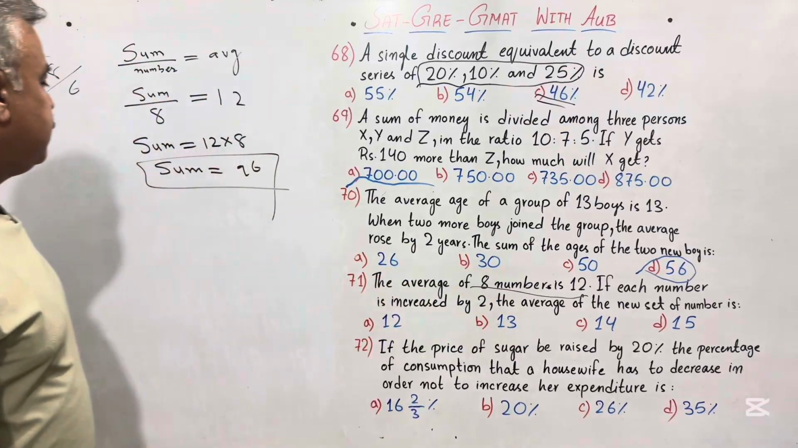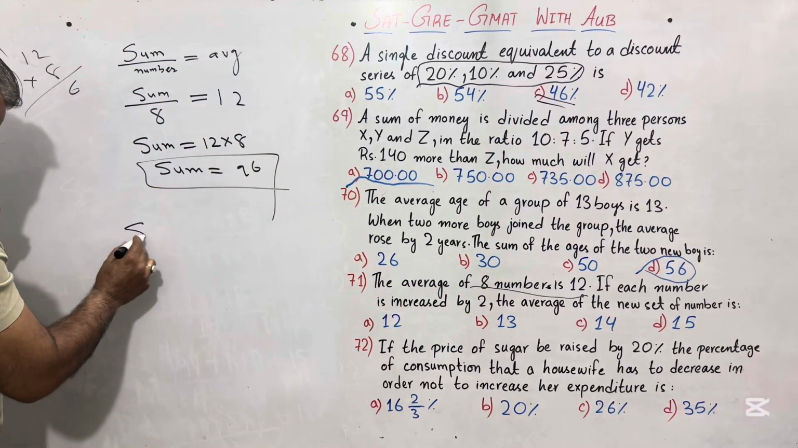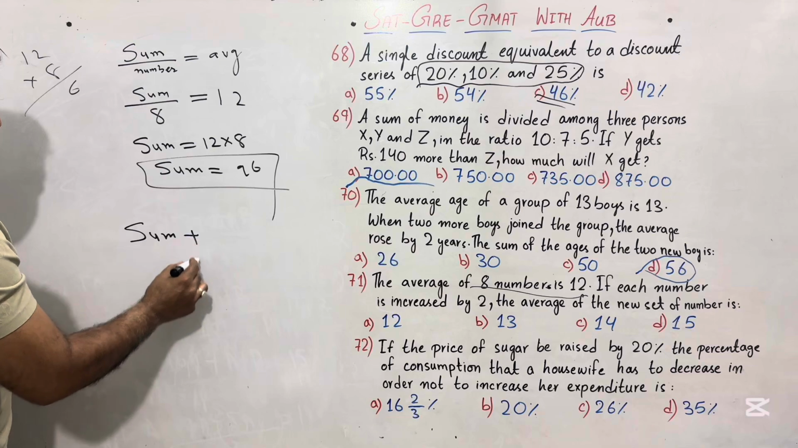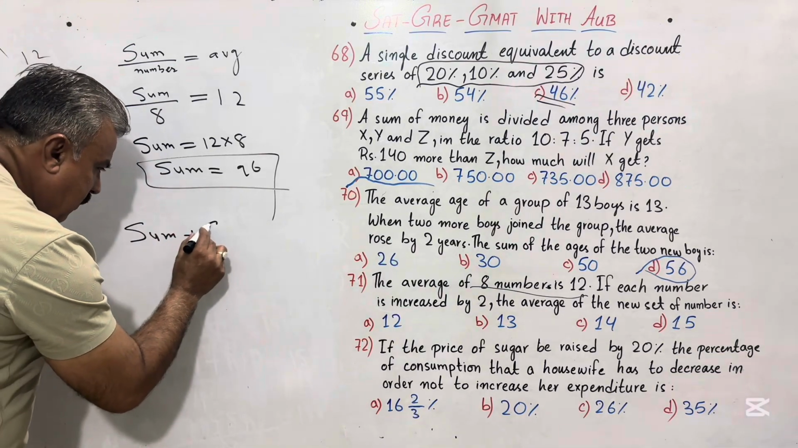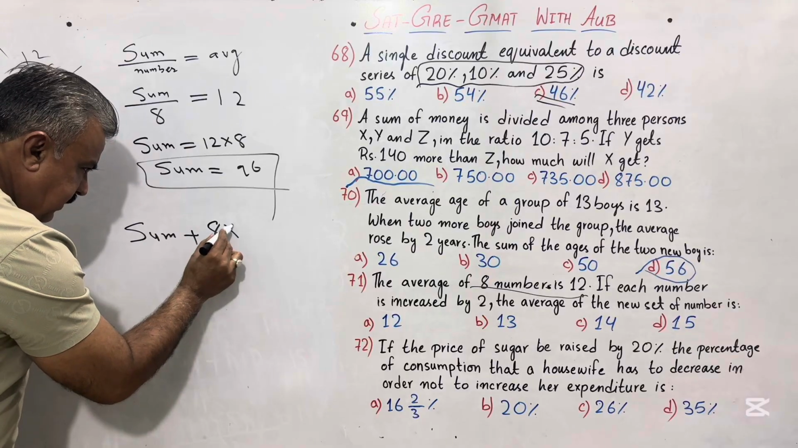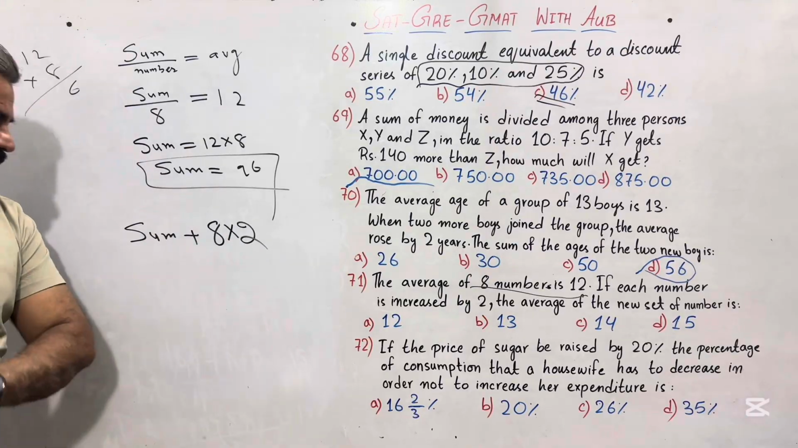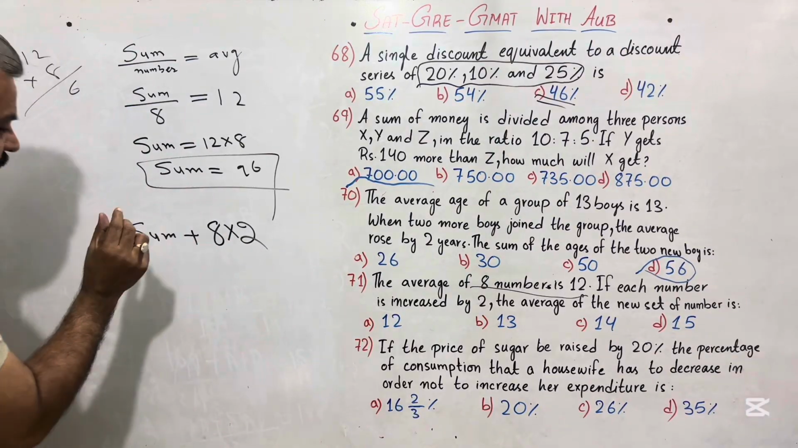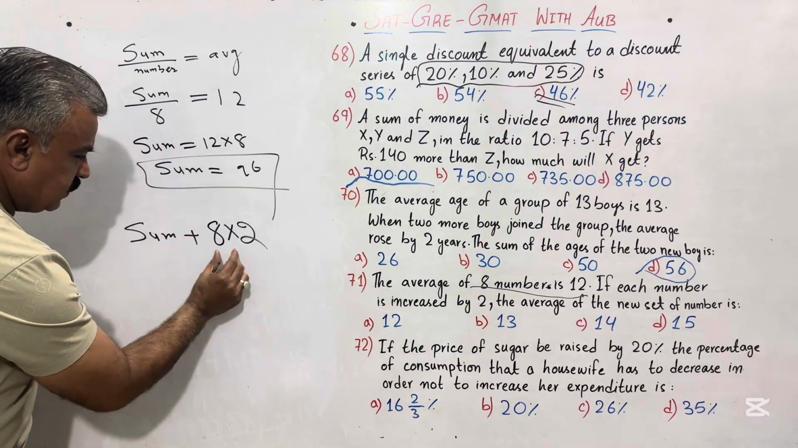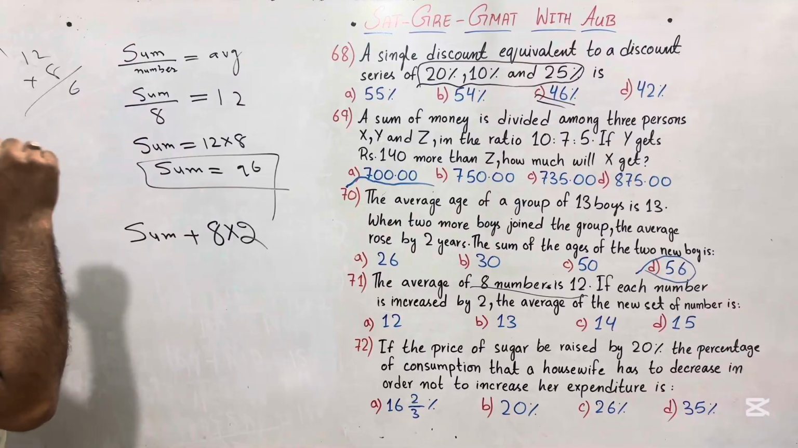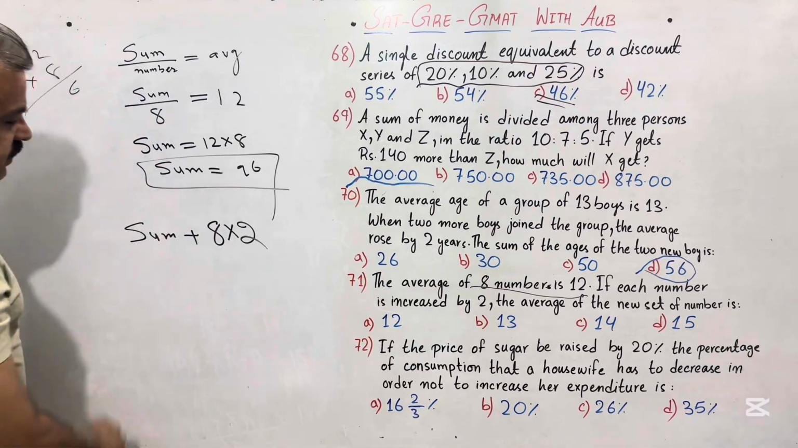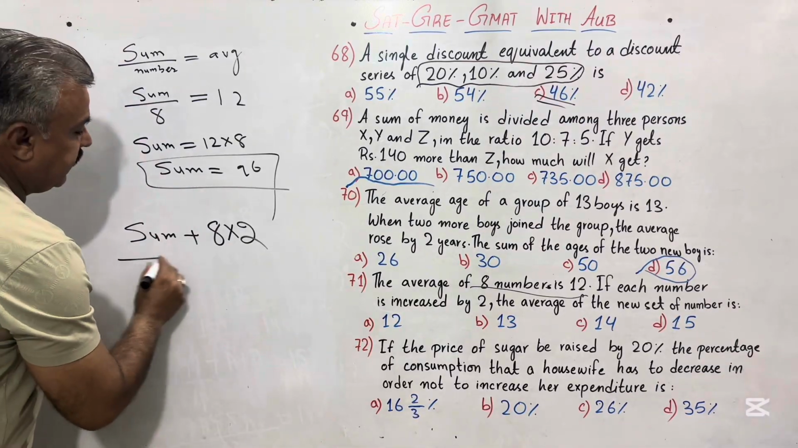the average of the new set is, we have the sum, and each number is increased by 2. We have 8 numbers, each increased by 2. 8 times 2, 16. Or you can simply write plus 2, 8 times. Plus 2 for each of the 8 numbers.